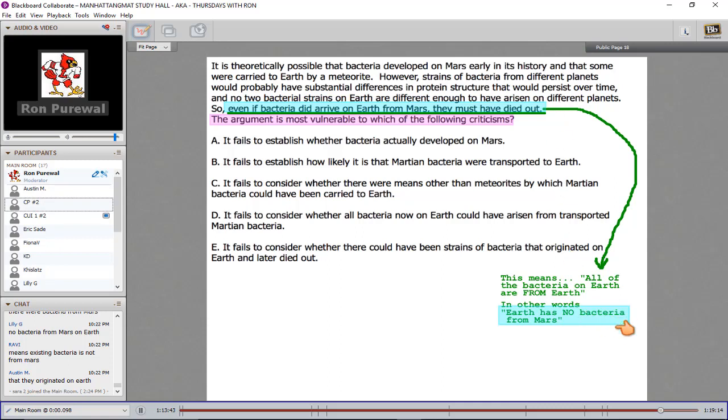I think the sound was delayed there for just a sec. So that's what this is saying. This is basically just a slightly indirect, but very conversational way of saying this. Even if you did that, there's no evidence. That means you didn't do it. Earth doesn't have bacteria from Mars. Okay? That's the argument.